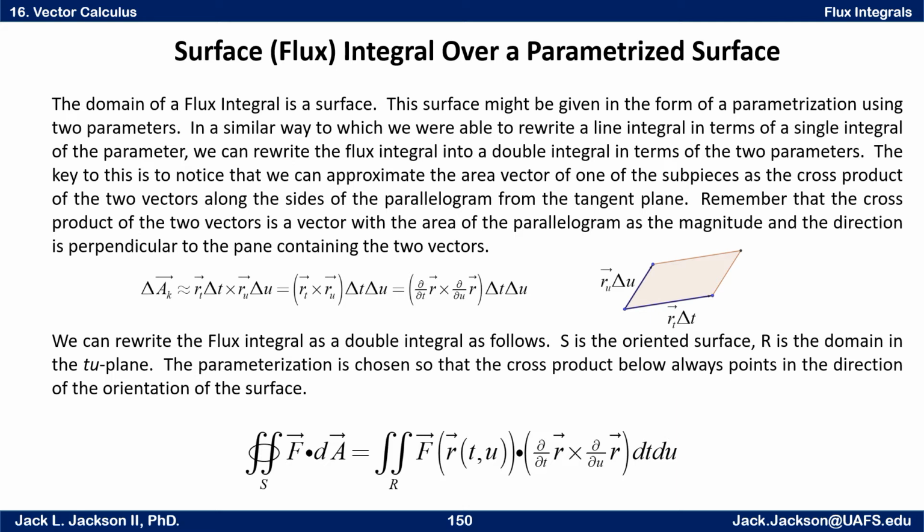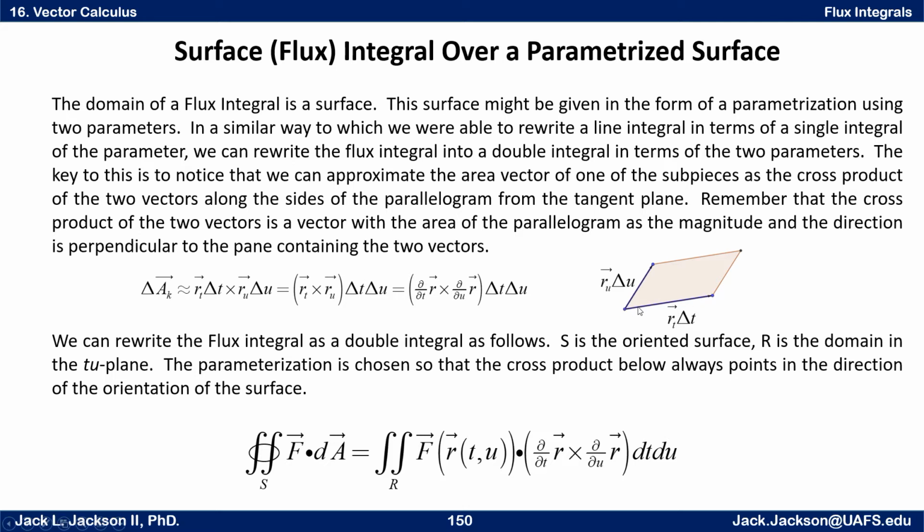The key to this is to notice that we can approximate the area vector of one of the subpieces as the cross product of the two vectors along sides of a little parallelogram from the tangent plane. And remember that the cross product of two vectors is a vector where the area of the parallelogram is the magnitude, and the direction is perpendicular to both of these vectors. So here we have a little piece of the tangent plane that we're approximating the surface with, and say it's tangent at this point right here.